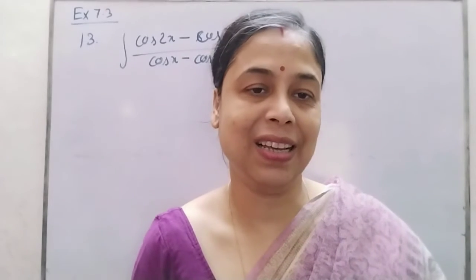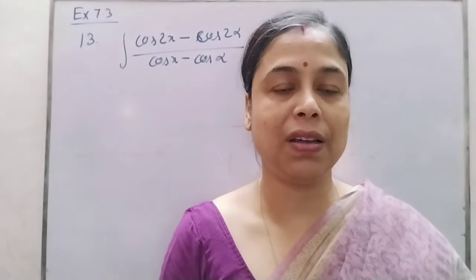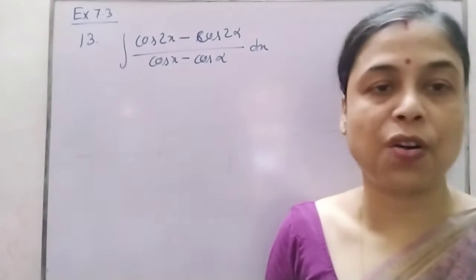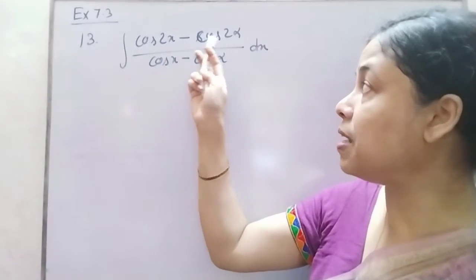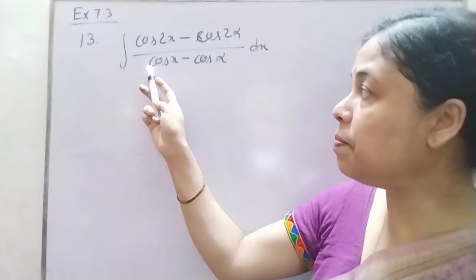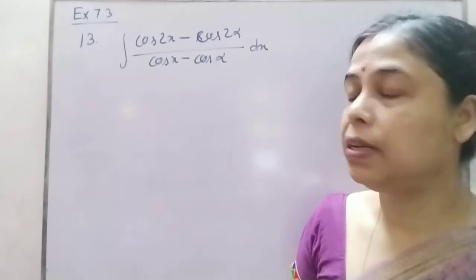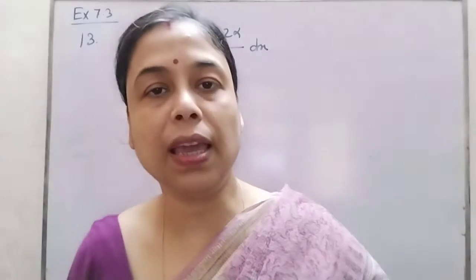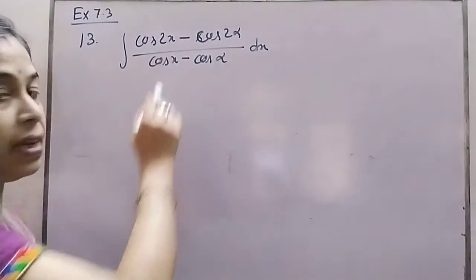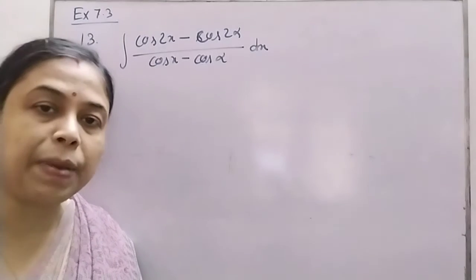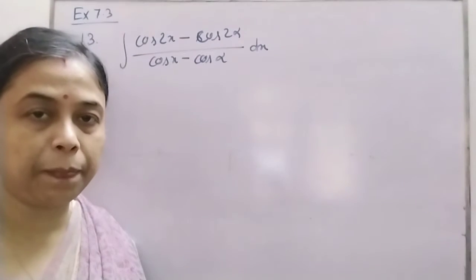Hello student. Today we will do the solution from question number 13 of exercise 7.3. Our question is the integral of (cos 2x minus cos 2alpha) divided by (cos x minus cos alpha) dx. So you see the variable of integration is x here and the numerator is a double angle. 2x and 2alpha are there, but in the denominator we have x and alpha.